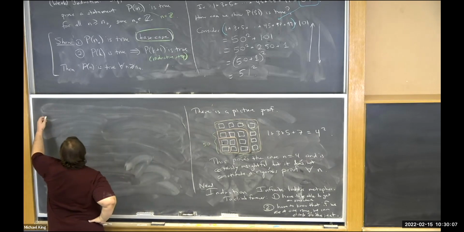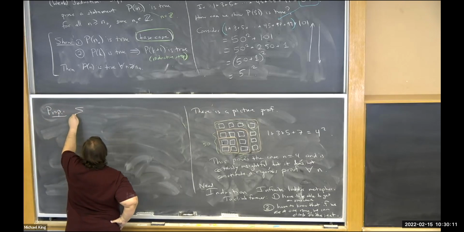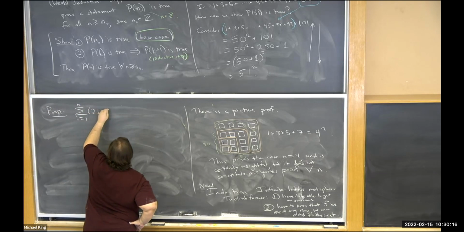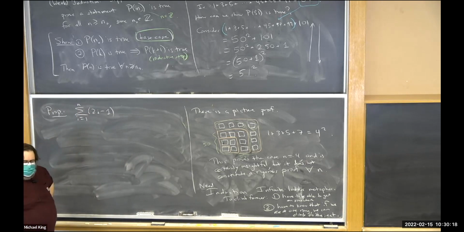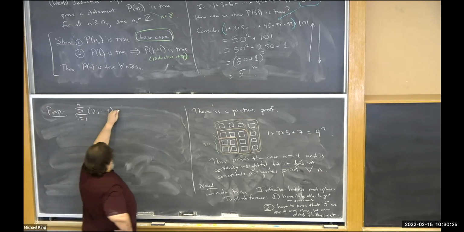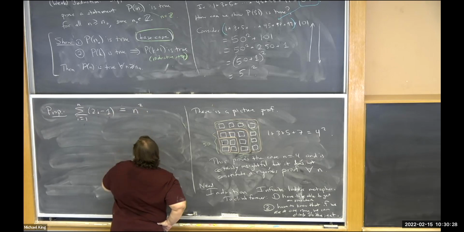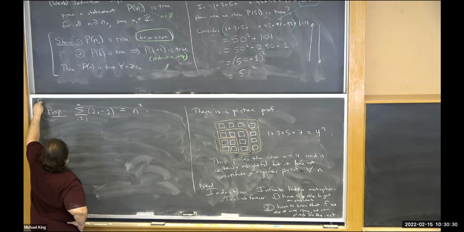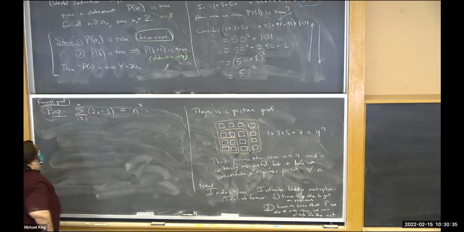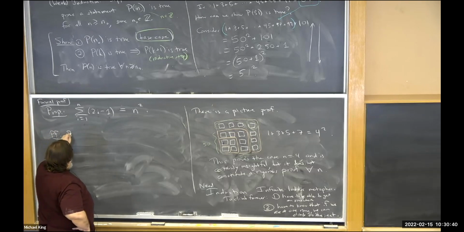So proof. Let me rewrite it this way. The proposition is that the sum from i equals 1 to n of 2i minus 1, that's a way to express the sum of the first n odd numbers, because when I plug in 1, I get 2 times 1 minus 1, which is 1, right? So this is maybe a little more formal way to say it. And then the proof is, we would say, by induction on n.